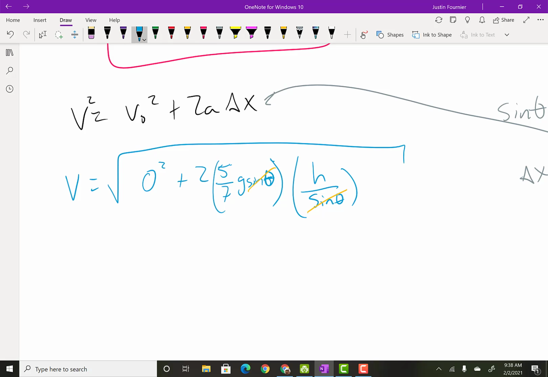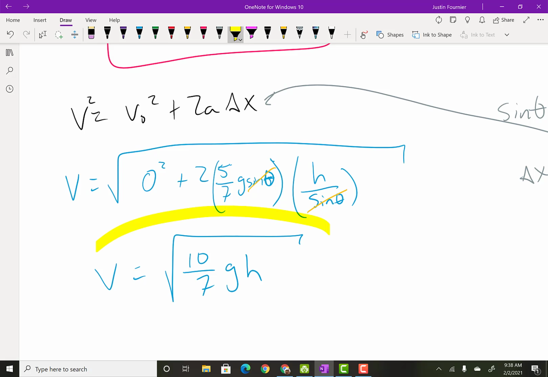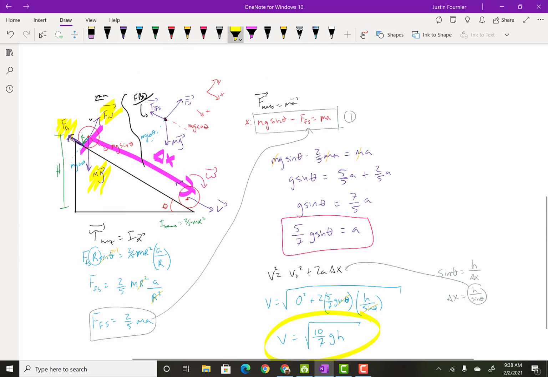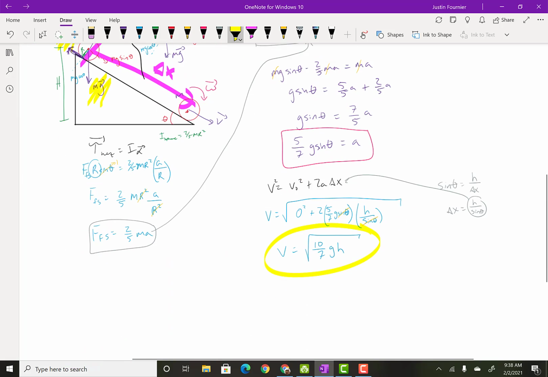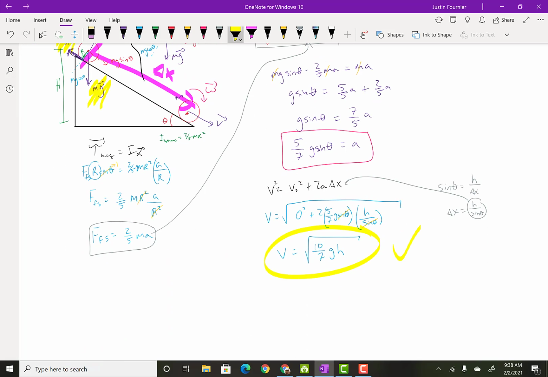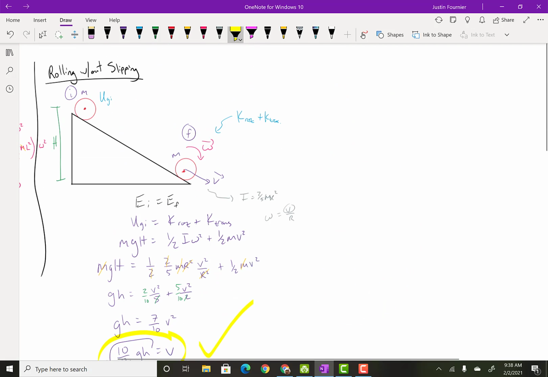And I get v equals, 2 times 5 is 10, so the square root of 10/7 gh. Is that what I got before? 10/7 gh, square root. Checks out. So that's just showing you both ways work. Alright, hope that helped. Bye.